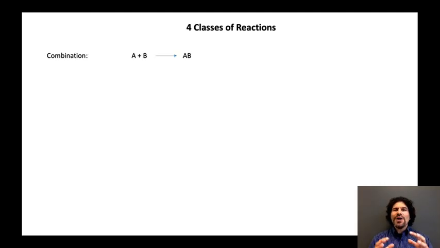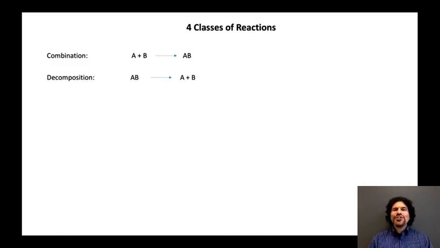First, our definitions of the four classes of reactions. I'm starting with the most general definitions, and then we'll look at specific examples of each of these reaction types. A combination reaction is simply two chemicals, let's call them A plus B. They combine together to form a more complex product, which we're going to call AB, where all of the atoms in the two starting materials are incorporated into the product.